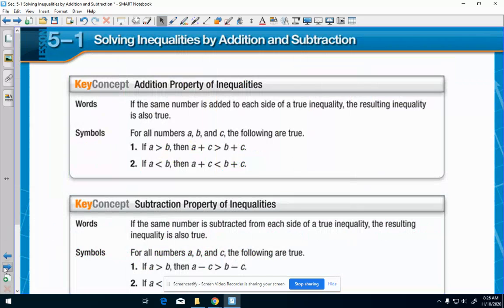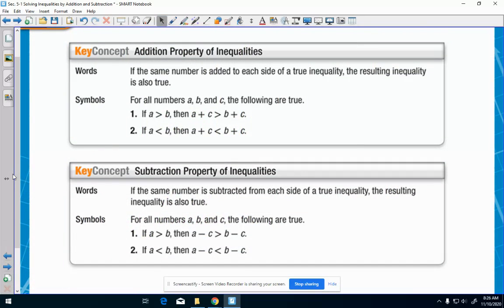So we'll have to think about how we're going to show that in this type of problem. Now, the addition and subtraction rules for inequality aren't any different than they are for equations. I mean, literally, whatever you do to one side, as long as you do the same thing to the other side, they're still in the same relationship.